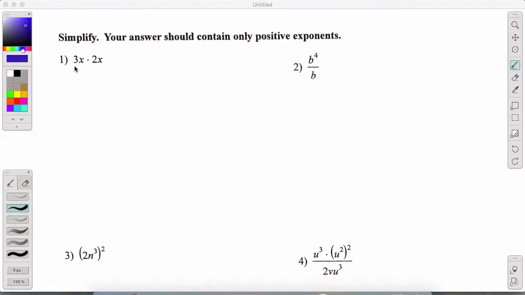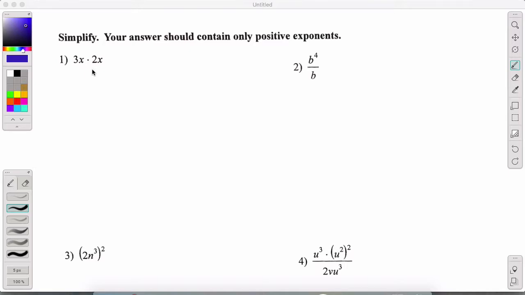Hello classes. Today I want to take a few minutes and review with everybody how to work some problems that have exponent rules. There's two main goals I have. One is just to re-explain the rules for everybody, and two is just to help you understand what order to do things in when you have multiple terms in a problem.